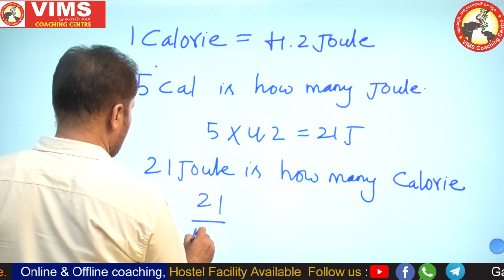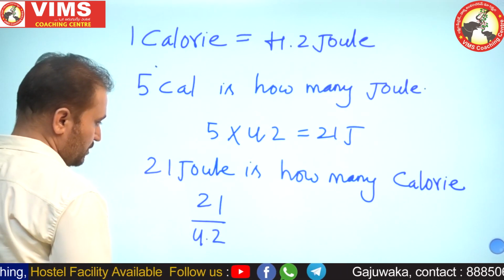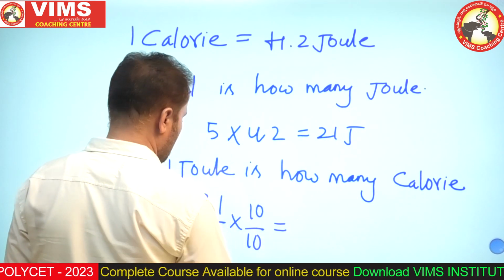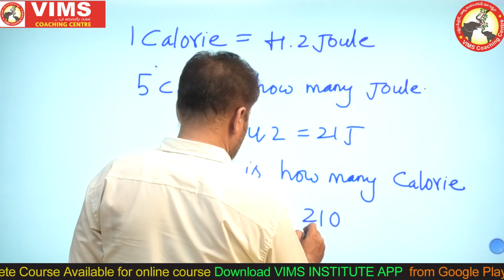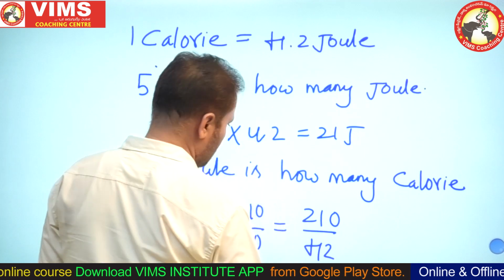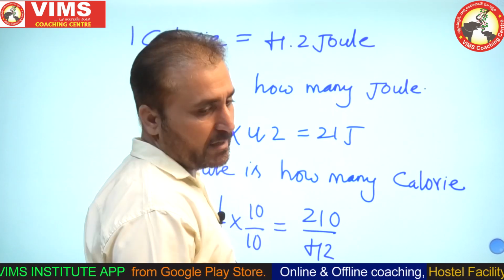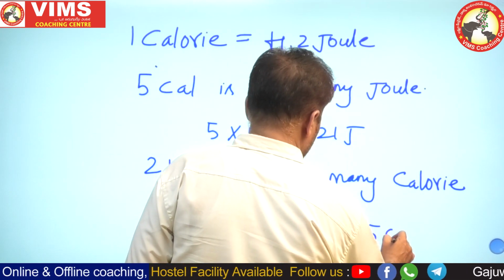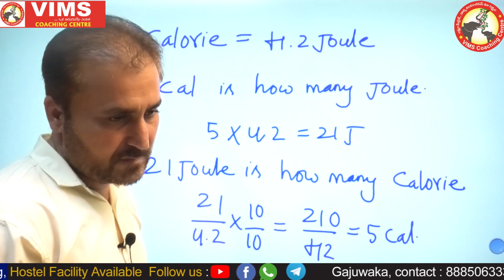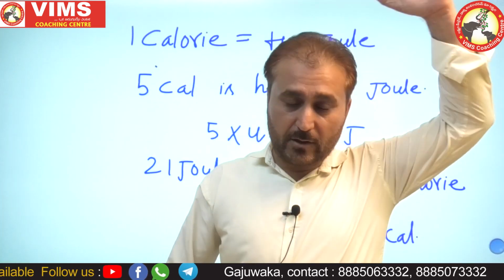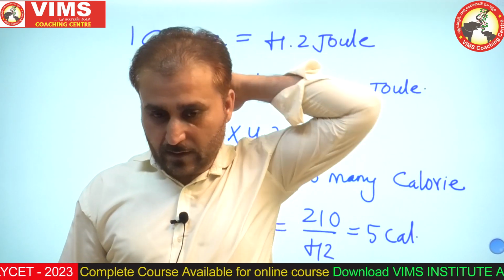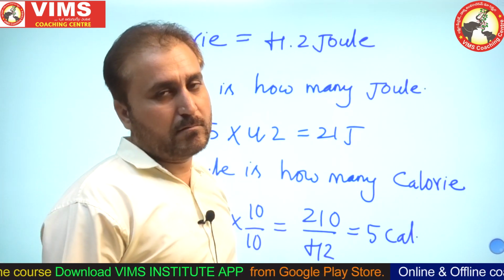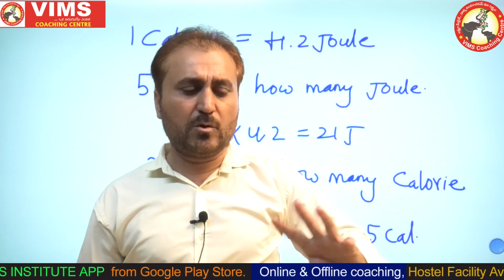21 divided by 4.2. So numerator and denominator should be multiplied with 10 to remove the decimals. That gives you 210 by 42. Is that clear? 210 by 42. So when you do this calculation, your answer will be 5 calories. Like this, the numericals might be asked in your Polycet exams in MCQs. The numericals are based on calories and joules, so you should know that relationship.